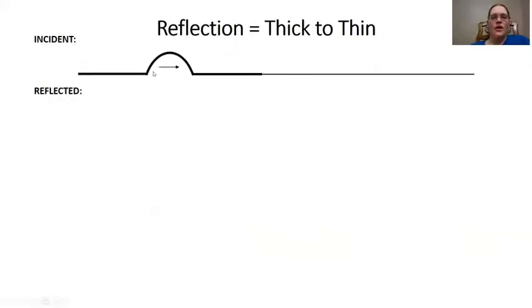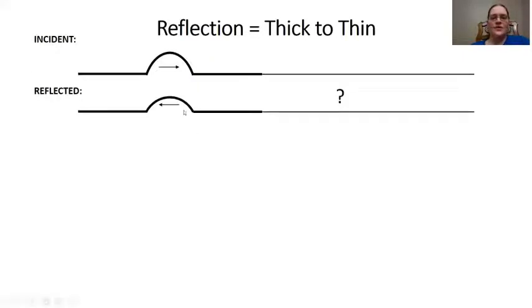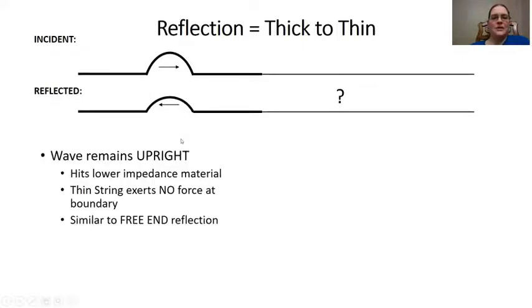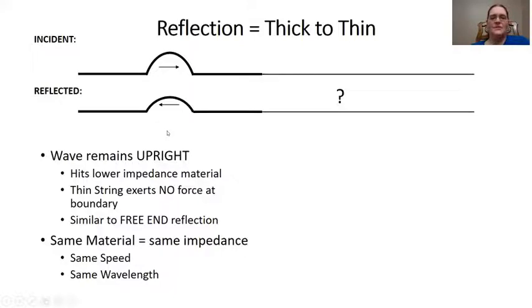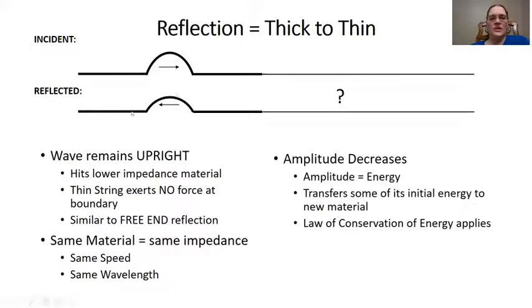All right, what about if we go from a thick material to a thin material? If we do this, this is a lot like free end reflection. So now we are talking about the wave is going to stay upright. Again, there's no reason for it to flip. We're going from a high impedance to a low impedance. That lower impedance material is just not able to make the wave flip over. Since we're in the same material, we're going to have the same impedance, so we're going to have the same speed and the same wavelength. We will see a decrease in amplitude for exactly the same reason that we just mentioned on the previous slide. And the frequency is going to remain constant.